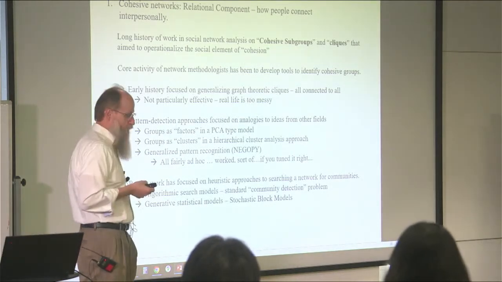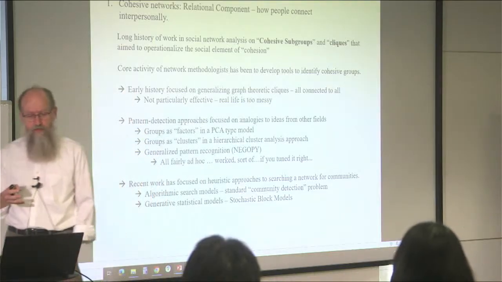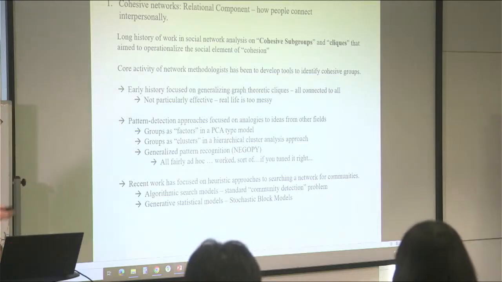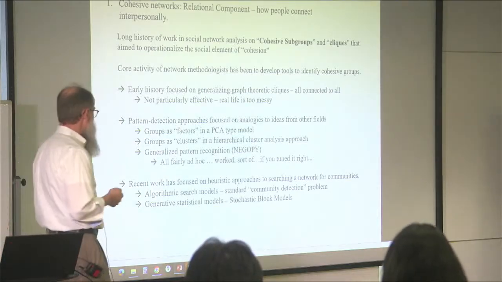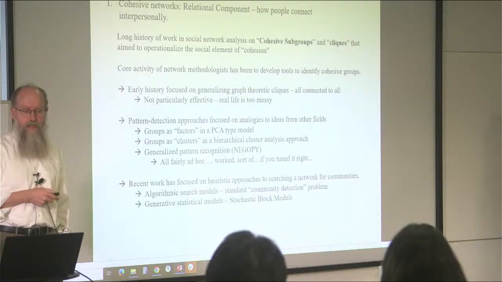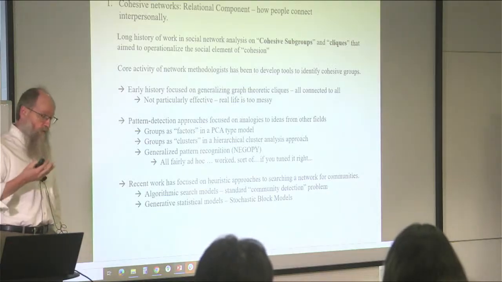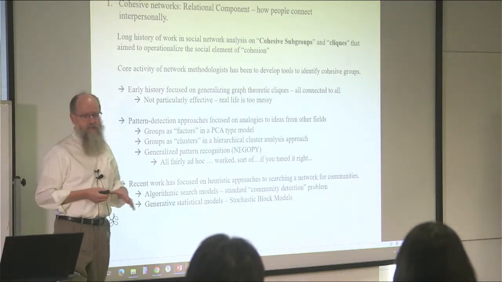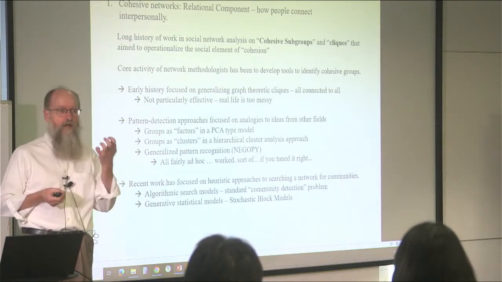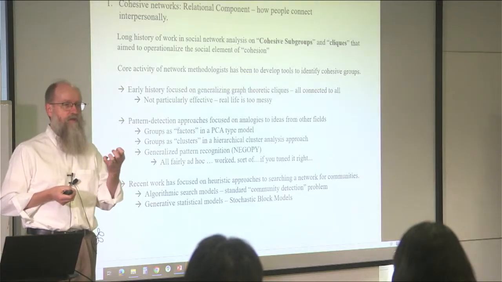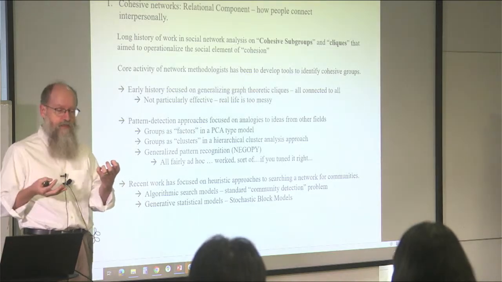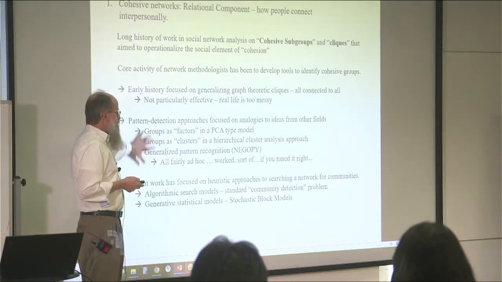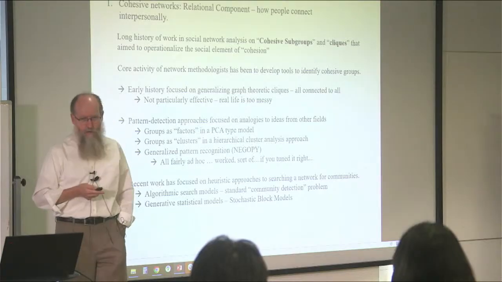The history of this work, and I encourage you to read it, really is a fascinating sense of the scientific process of trying to figure out solutions to problems. The early work on this was coming out of graph theory, looking at cliques. It's not particularly effective because real life is too messy, but it's a good understanding. It's a good place to start, because what we're effectively getting when we do cohesive group analysis is identifying messy cliques.